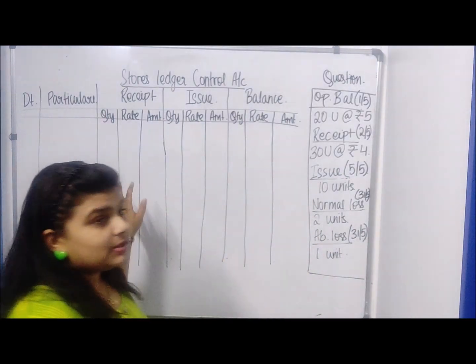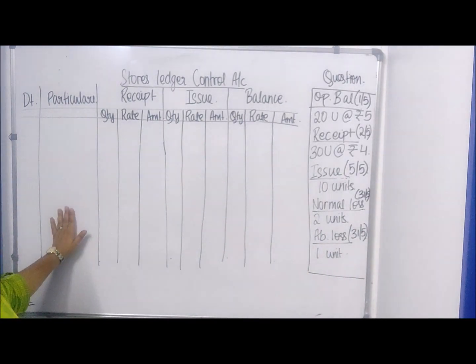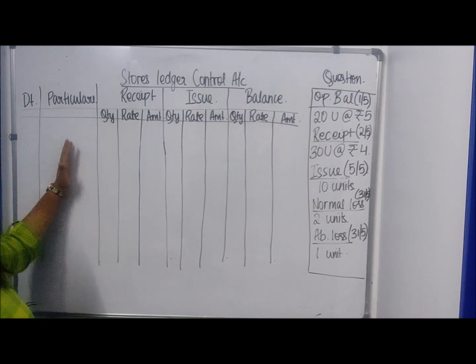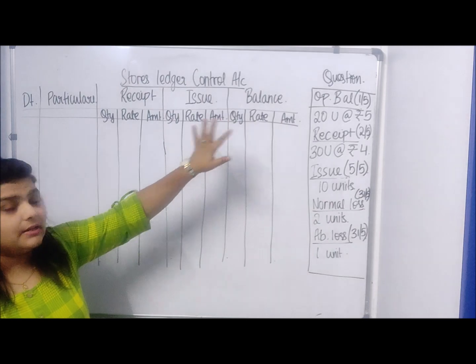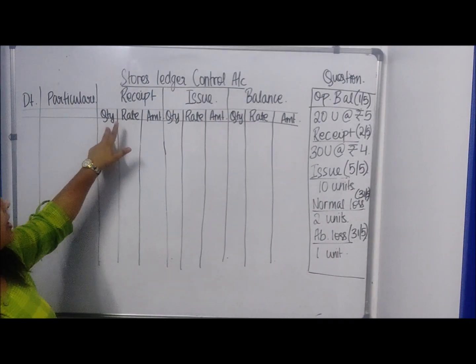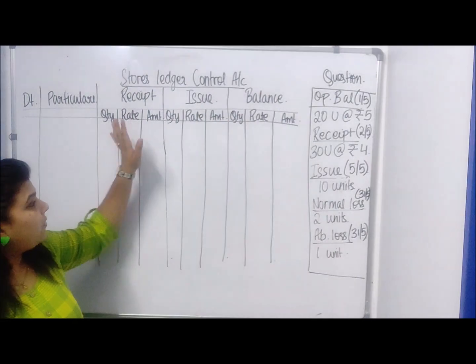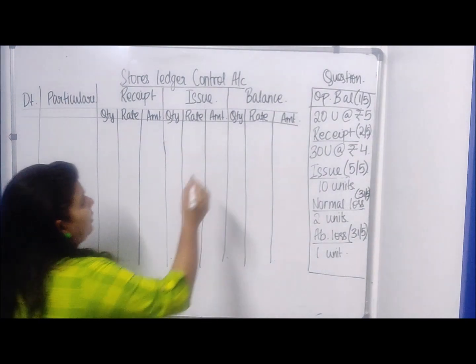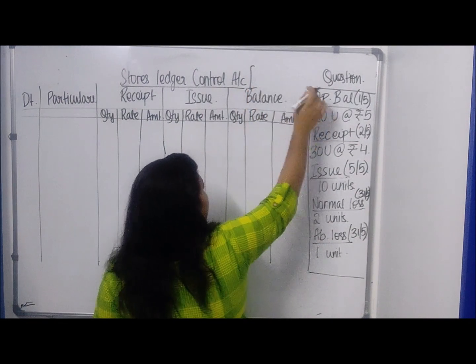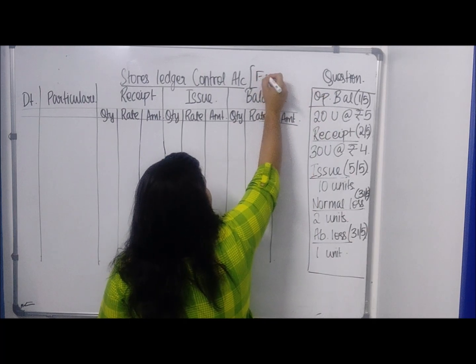अब सबसे पहले, now this is the format of your stores ledger control account. Date, particulars. I have 3 major columns, that is the receipt, issue and balance. Under each column, quantity, rate and the total amount and so on. So this is the format for my stores ledger control account. First I will teach you how to do this question on FIFO method.